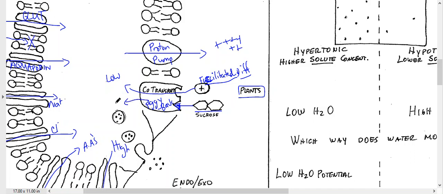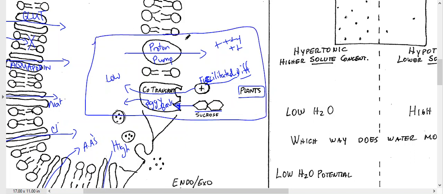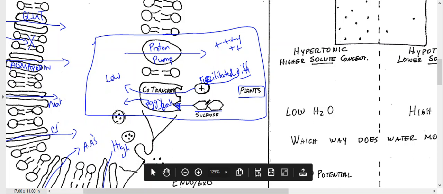Right, so here you actually have a coupling of proton pumps. They work together. The proton pump pumps hydrogens to the outside of the cell, and because they are now in a high concentration outside the cell, they can diffuse with the help of this transport protein. So this is facilitated transport. They can diffuse back in to a lower concentration and carry along this sucrose with them.